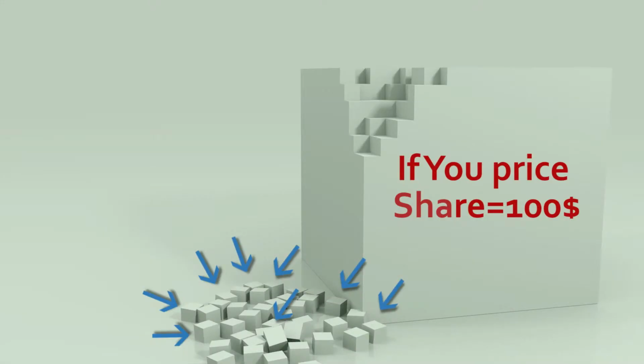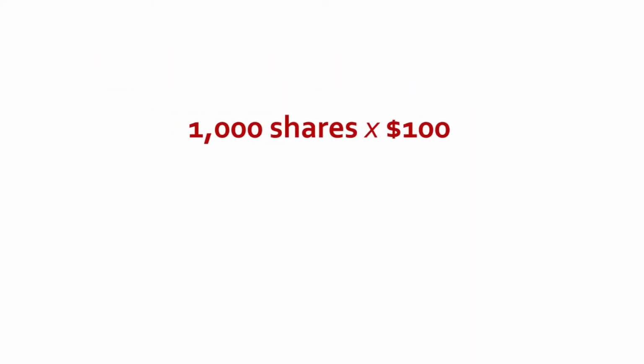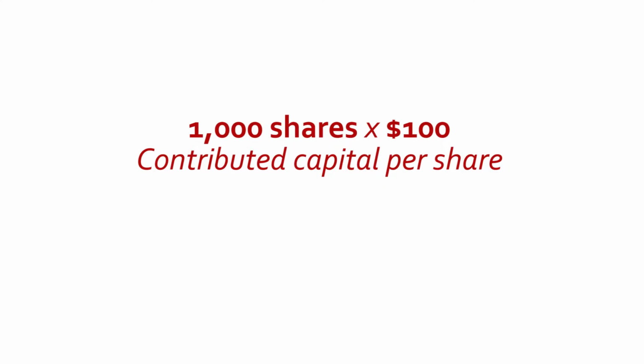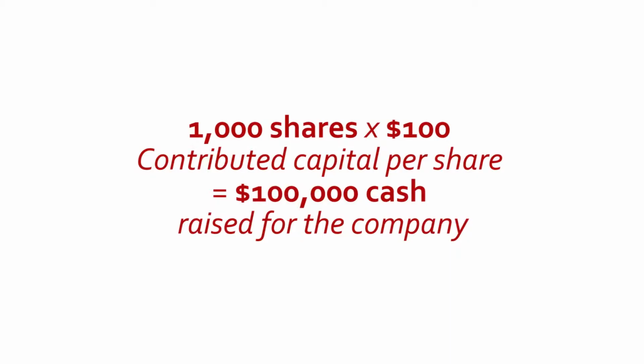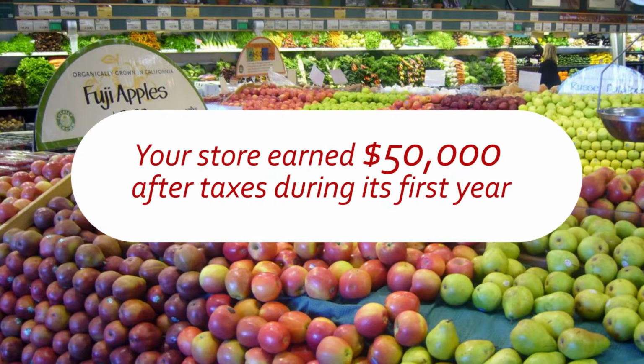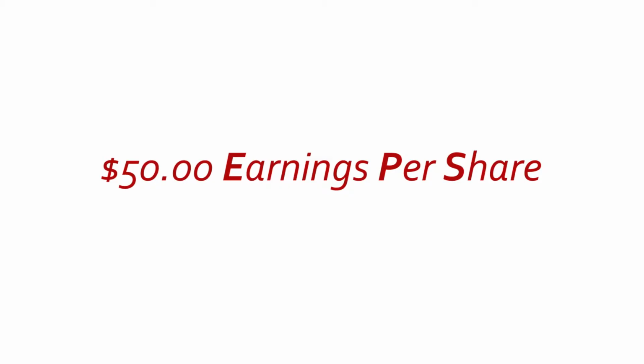If you price each one of the new shares of stock at $100, then if you can sell all the shares to your family members, you should have the $100,000 you need, because 1,000 shares multiplied by the $100 contributed capital per share equals $100,000 cash raised for the company. Now, if your store earns, let's say, $50,000 after taxes during its first year, each share of stock would then be entitled to 1/1,000th of the profit, coming out to $50 earnings per share, or as they call it on Wall Street, EPS.